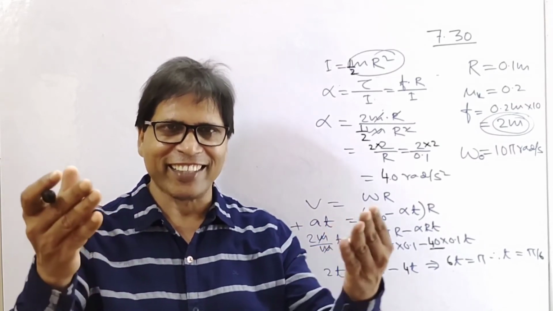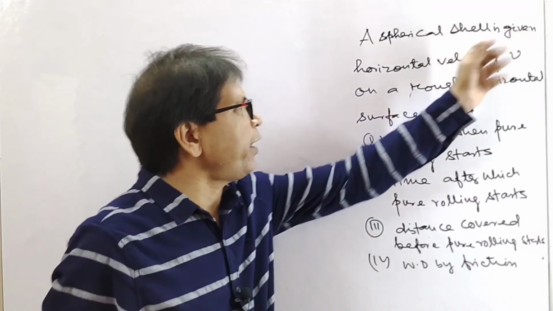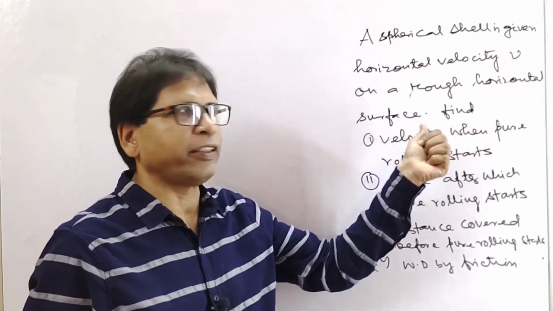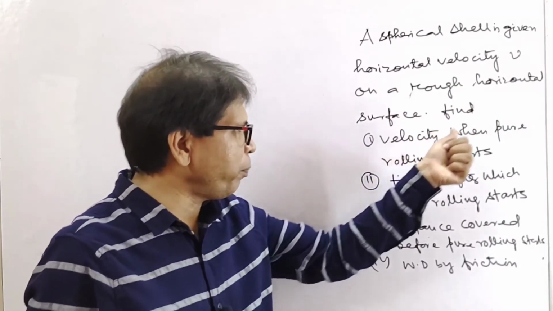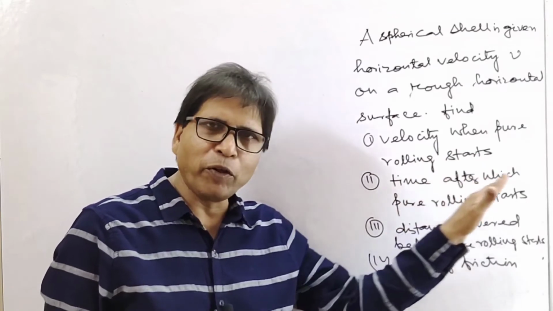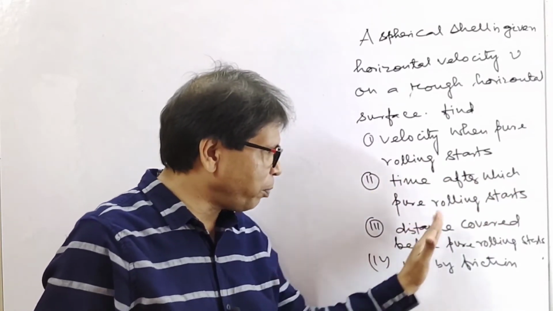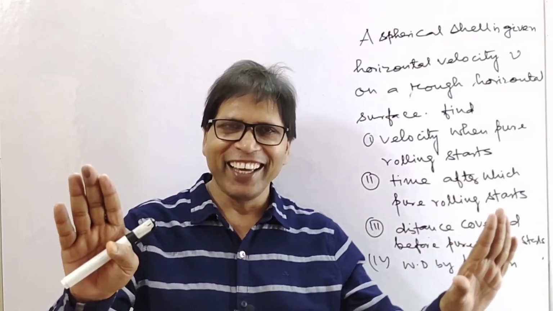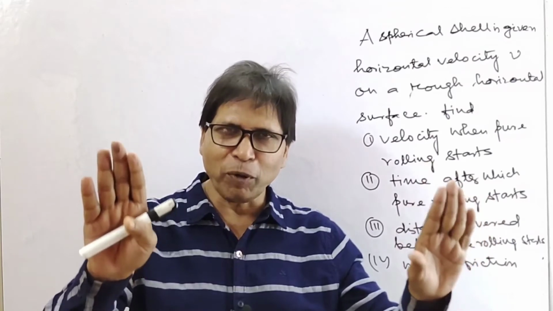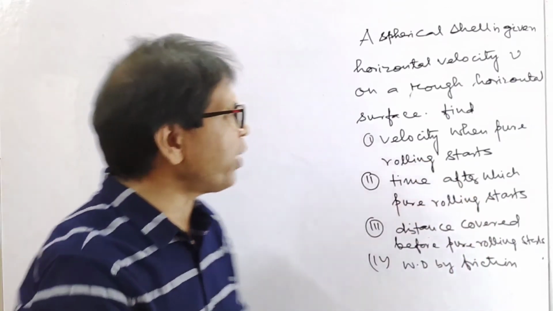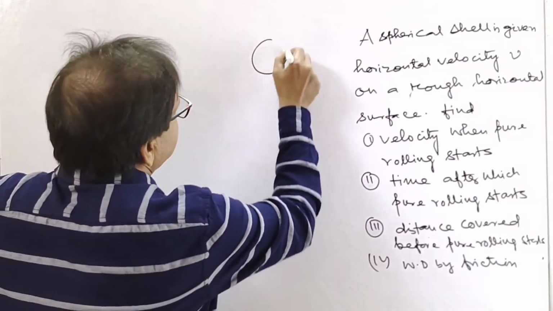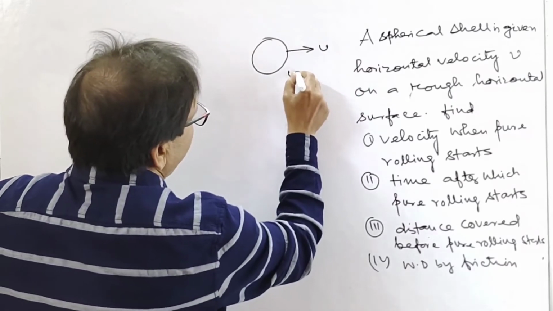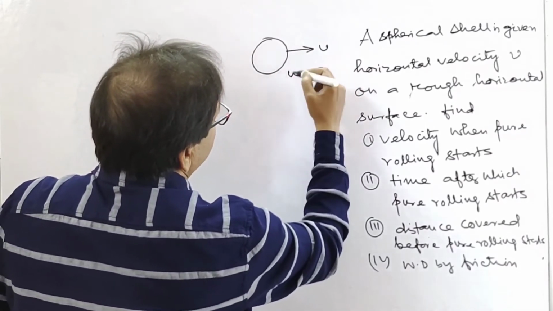Okay, understood? Next, now look at this, a spherical shell is given a horizontal velocity v on a rough horizontal surface. Find the velocity when pure rolling starts, the time after which pure rolling starts, the distance traveled before pure rolling starts, and the work done by the friction. Okay, now look at this, we solve this problem one by one. Okay, so look at this, here initial velocity v along this direction. So initial angular velocity omega naught is equal to 0.